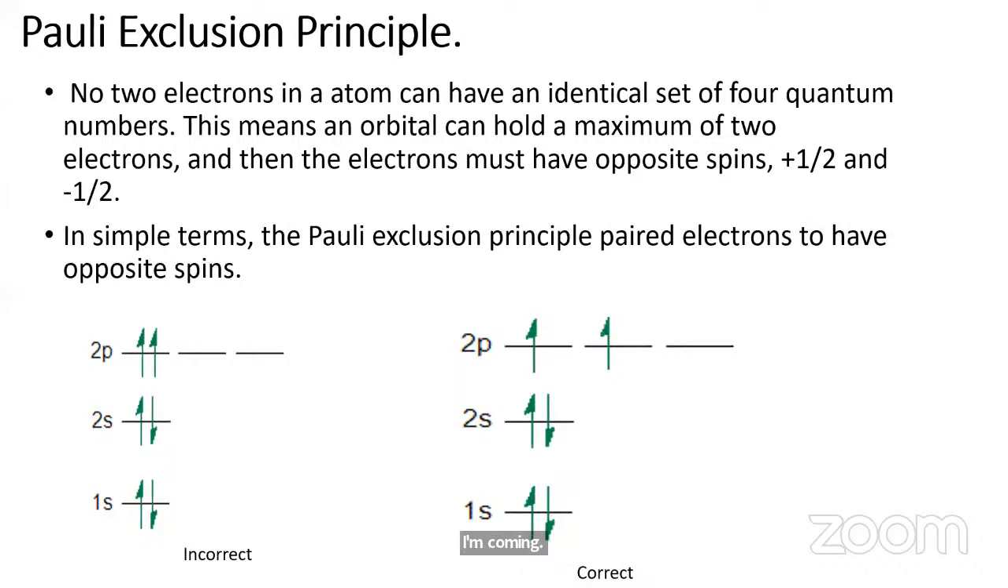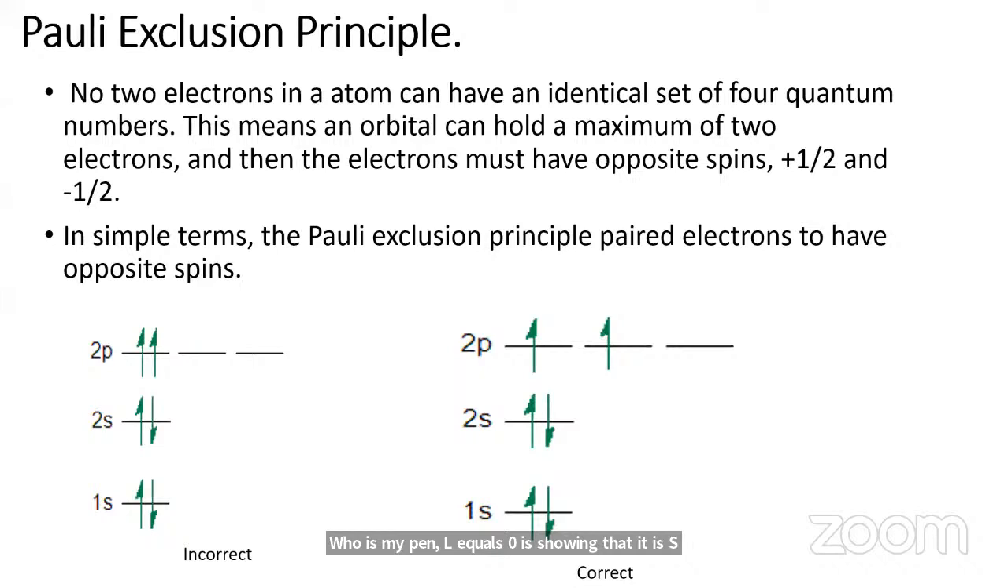If I say n equal to 2, L equal to 0, and ML equal to 0, what I am saying is this, that I have a 2s orbital, isn't it? 2 is my n, L equal to 0 is showing that it is an s orbital.